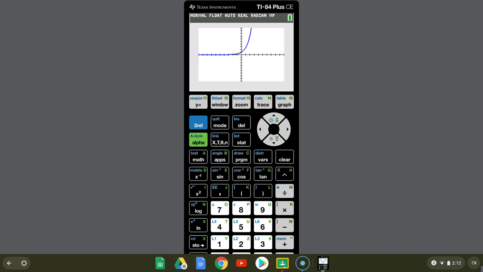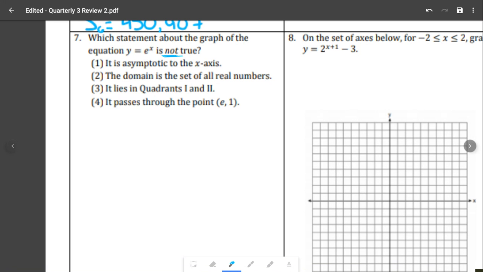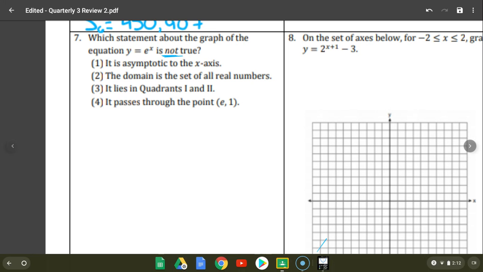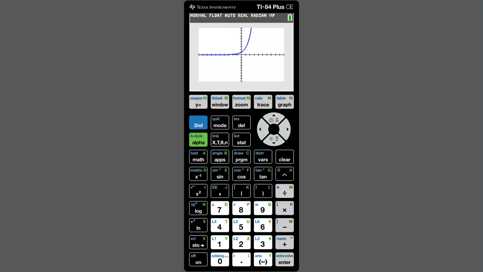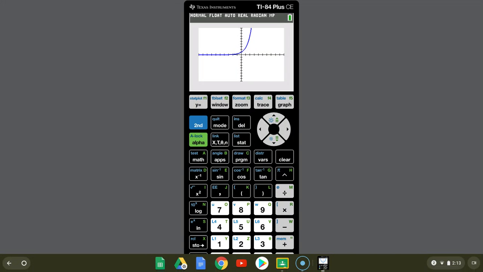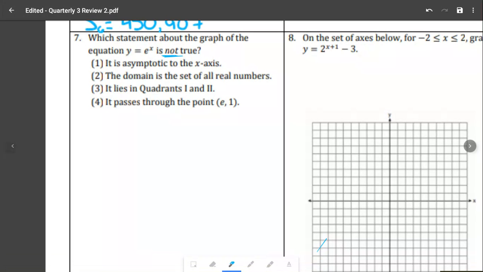So choice 1 says that it is asymptotic to the x-axis. So that is talking about the asymptote. Well, looking at the graph here, it looks like it starts to, on the left, travel along the x-axis, but if you were to zoom in, you would see it's really getting closer and closer to the x-axis, but it does not actually touch it like our regular exponentials. So that is where our asymptote is, the x-axis. So that one is true, so it is not choice 1.